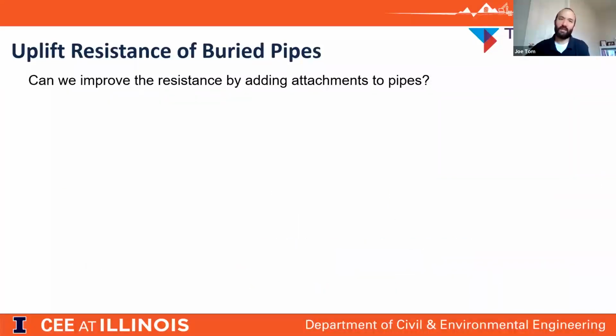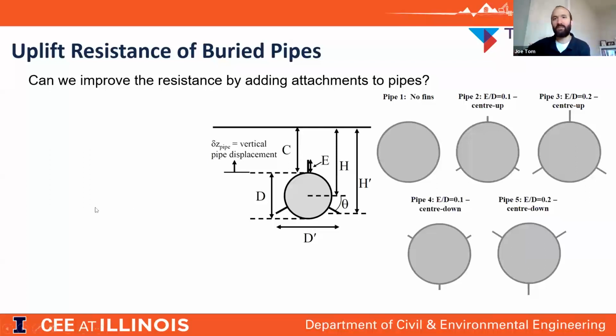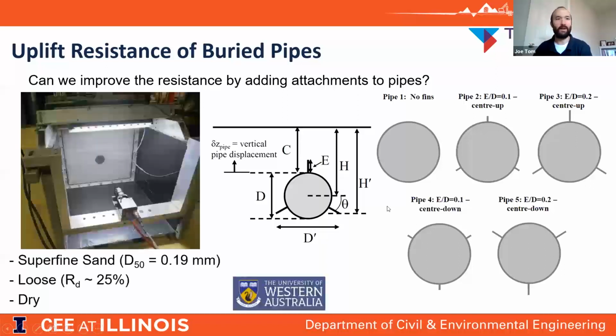So the question posed by Technip was, can we improve the resistance by adding attachments to the pipe? Can we add external fins to the pipeline to change the footprint and therefore increase the amount of soil that has to be sheared in order to fail the soil? So you can go from a regular pipe with no fins over to different geometries with little fins or strakes sticking out at different orientations and in different lengths. Just a little illustration there.